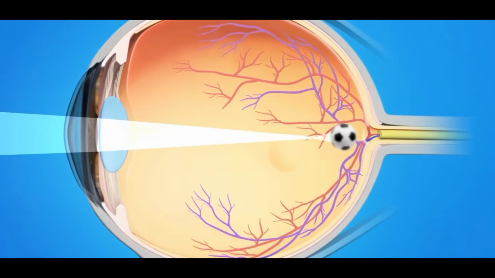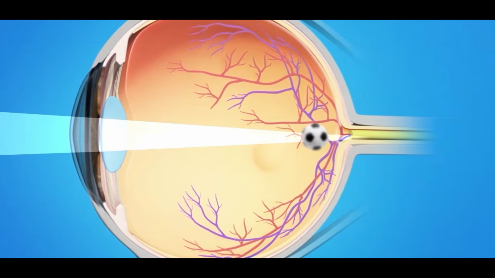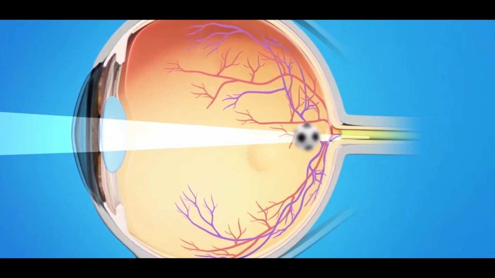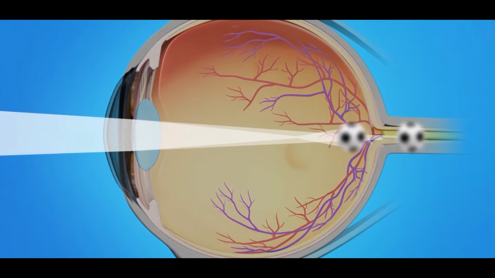Basically, in myopia, the rays of light are focused in front of the retina. In hyperopia, they are focused behind the retina. And in astigmatism, they are focused at different points on the retina, causing the distorted vision.